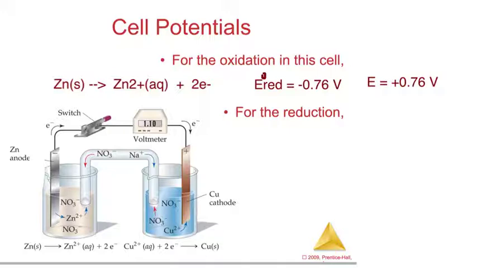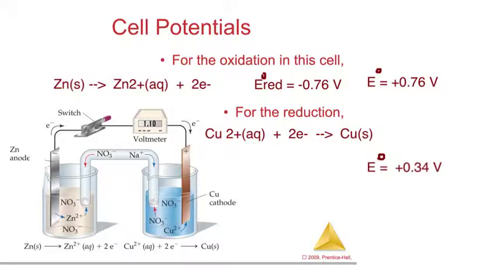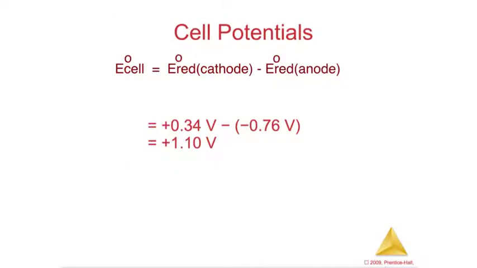And since it's the copper ions that are gaining electrons or being reduced, the half reaction for the copper ions would be having a reduction potential of 0.34 volts. And since cell potential is calculated by subtracting the reduction potential of the anode from the reduction potential of the cathode, we get a cell potential for that process of a positive 1.10 volts.